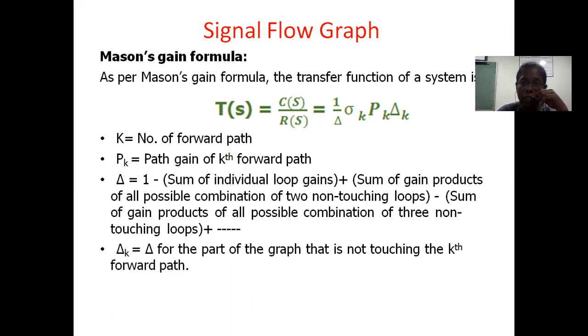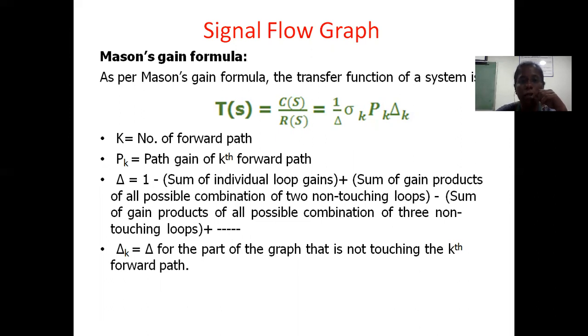In some graphs we can get even four non-touching, five non-touching loop combinations also. But in some problems we will get only two non-touching, and in some other problems we will not get even two non-touching. That depends purely on the signal flow graph given to us. So the formula here is to find out the transfer function C of S by R of S.